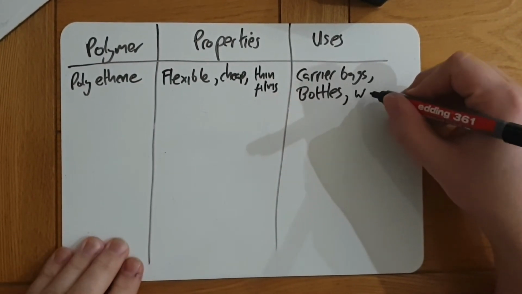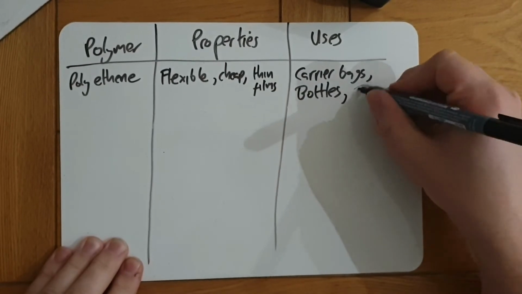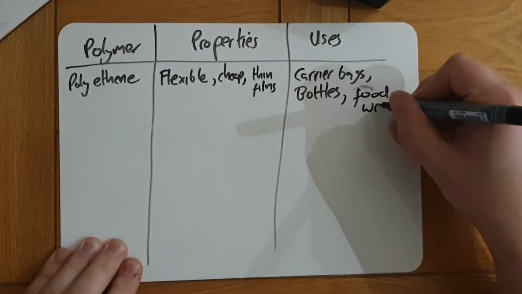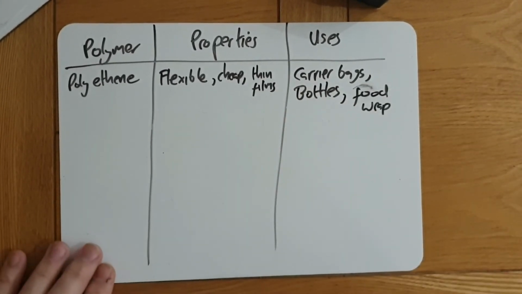Food wrap like cling film, that sort of stuff. Food wrap. Those are all the uses of polyethene.